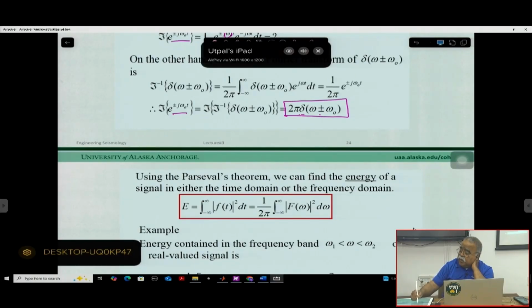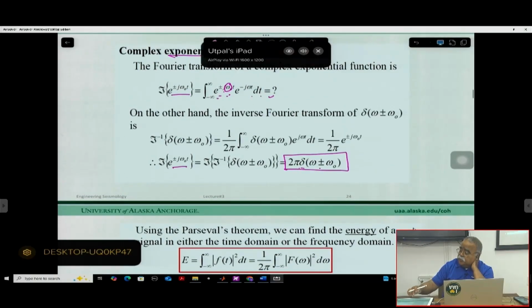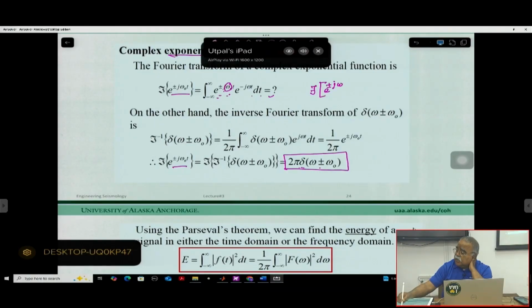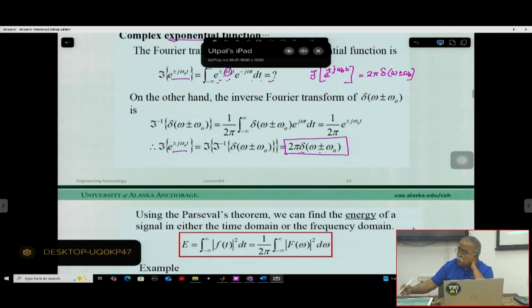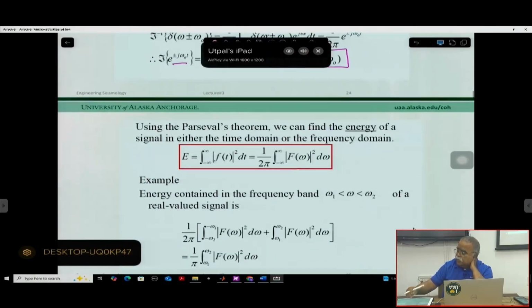So if we have the exponential functions, the Fourier transform of e to the power plus or minus jω0t will be equal to 2π δ(ω ∓ ω0). So that's the thing you should remember. We'll be coming to this point again afterwards.